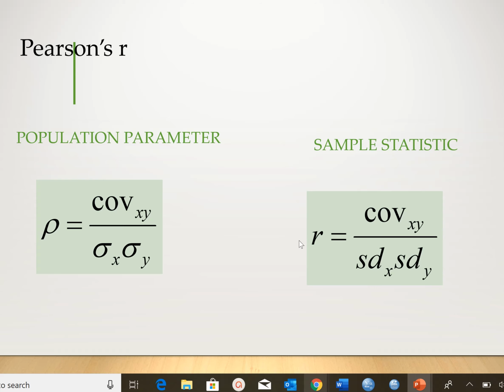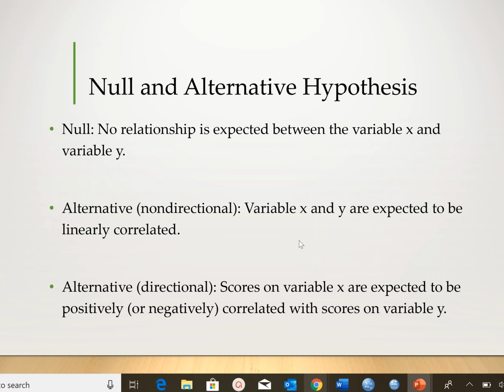And so this formula is one that you might use if you have the covariance and the two standard deviations, but most likely you're going to be using a statistical software program to compute Pearson's R. Otherwise, you'll use a computational formula, which I won't cover here because I don't think it's worth the time right now to be doing that by hand.